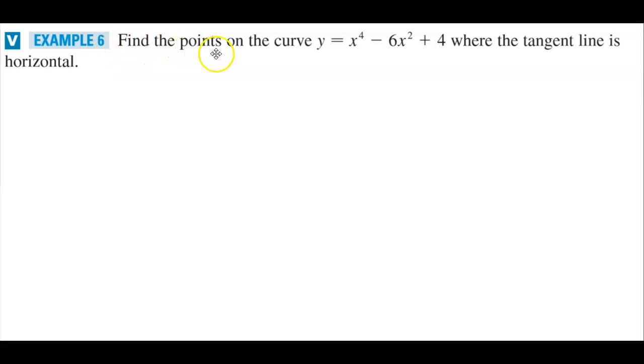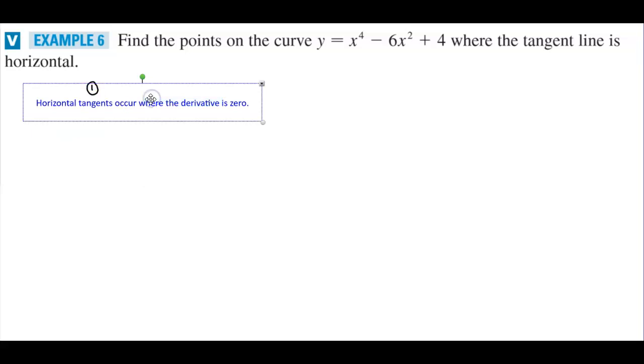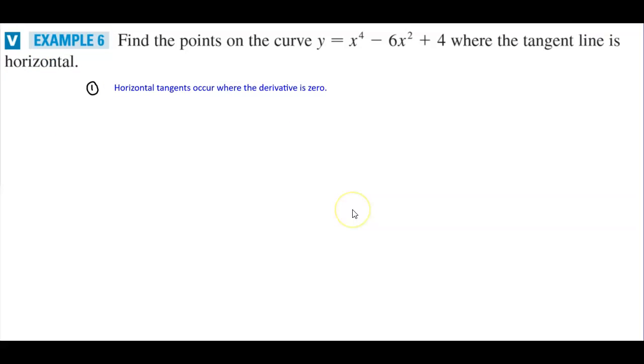Example 6. Find the points on the curve y equals x to the fourth minus 6x squared plus 4 where the tangent line is horizontal. What we need to do is, the horizontal tangents occur where the derivative is 0. So that's the thing that we need to focus on first here, is where the derivative is 0. So what we're going to do is find the derivative of this function.